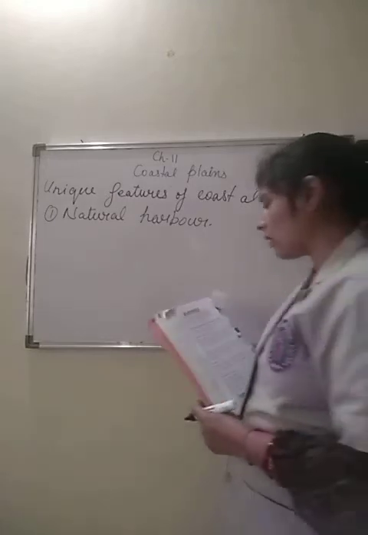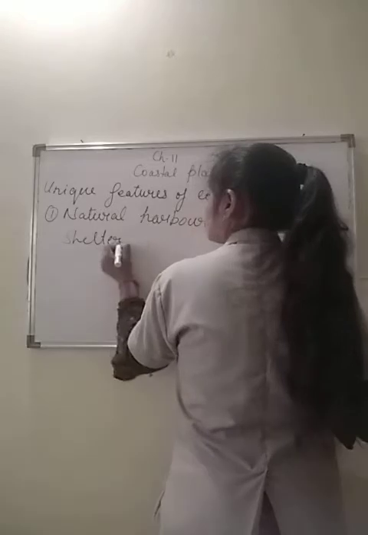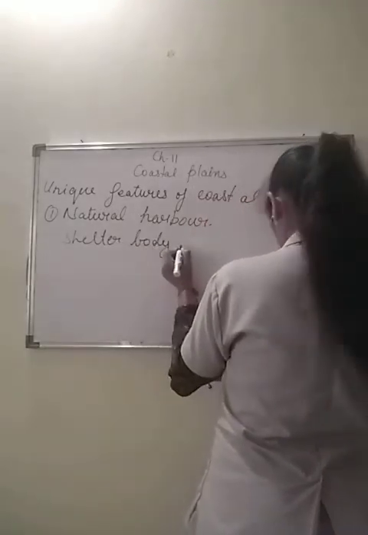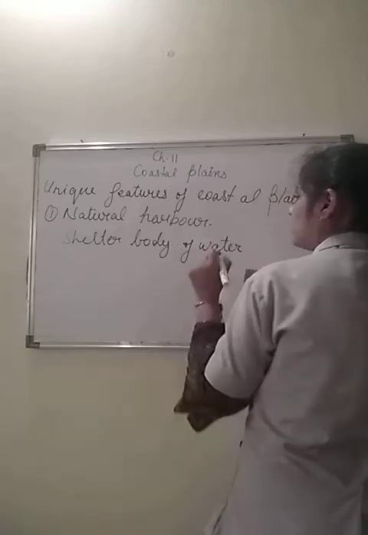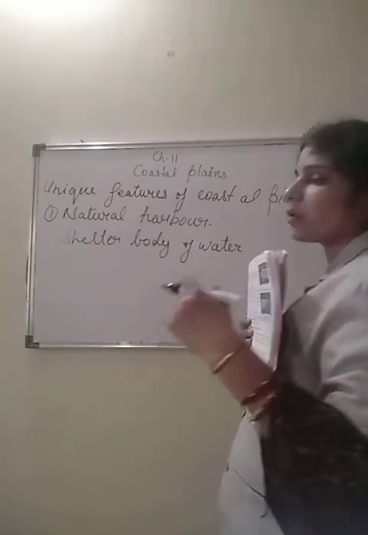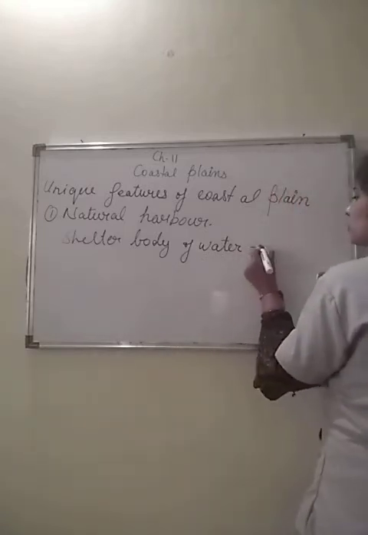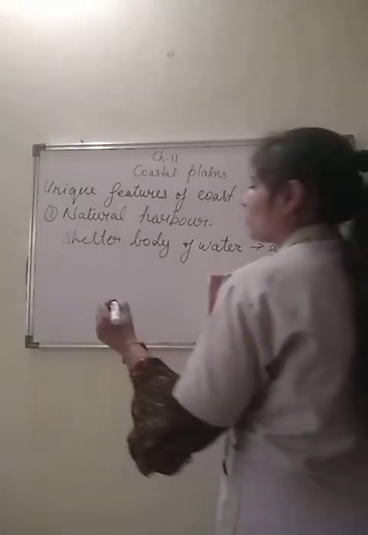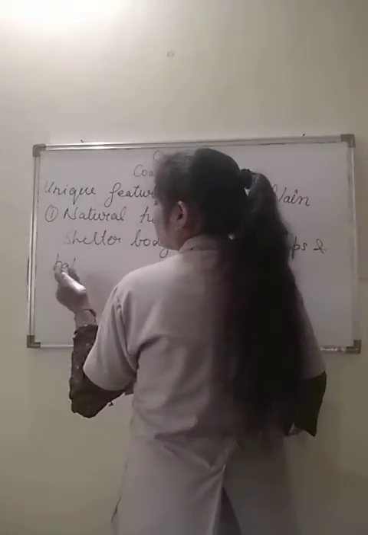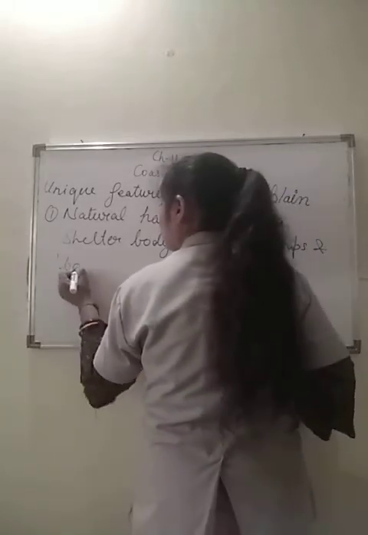So here we are writing that it is a sheltered body of water. Sheltered body of water means it is a place which provides shelter and it is present in the water. And to whom is it providing shelter? To ships and boats. So this is your harbour, providing shelter to ships and boats.